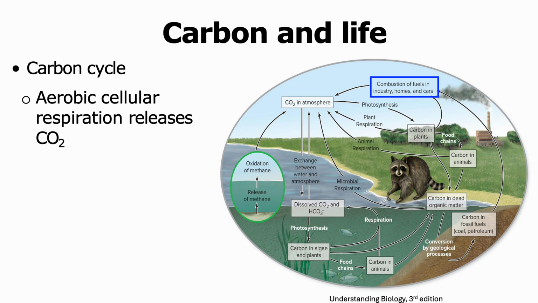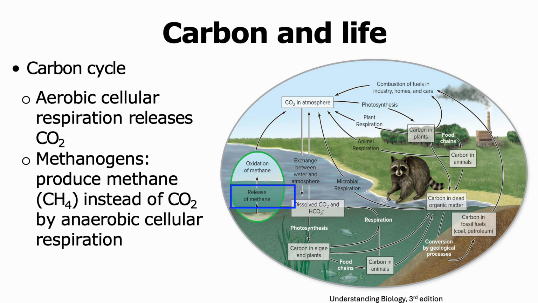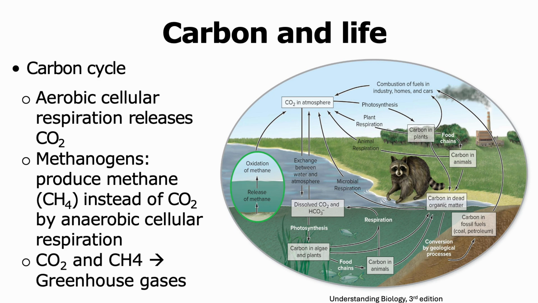In addition to carbon dioxide, carbon can also be present in the air as methane. Methane is usually made by methanogens, which are prokaryotes. Both carbon dioxide and methane are greenhouse gases that trap heat within the Earth's atmosphere and hence cause global warming.